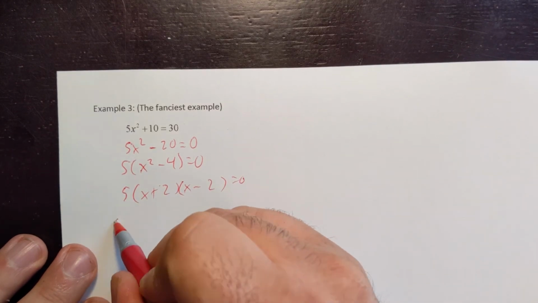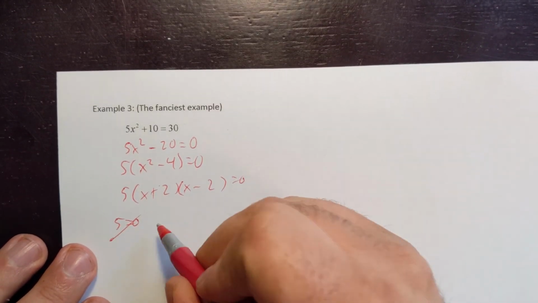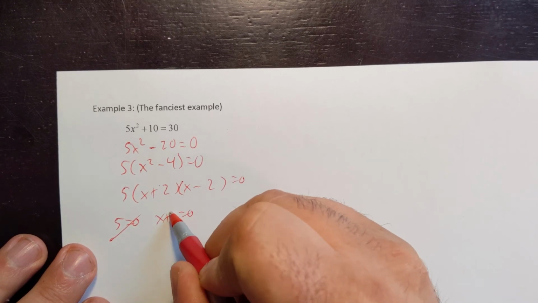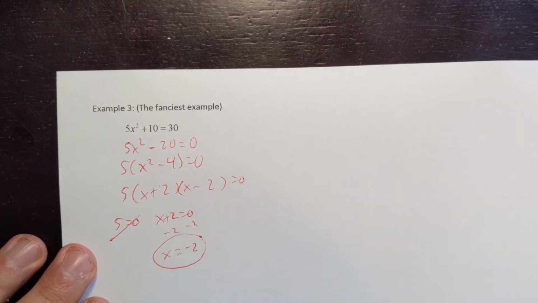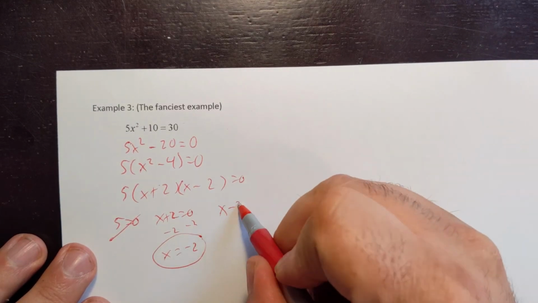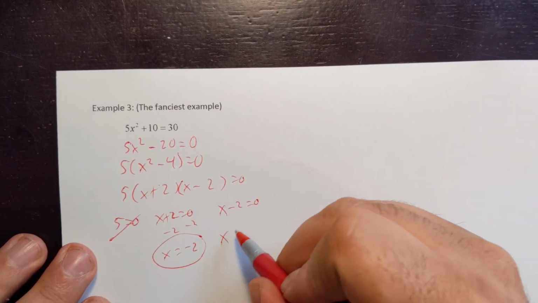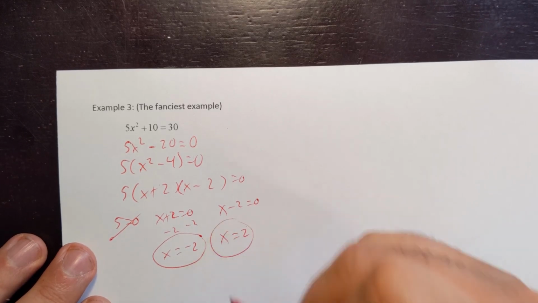Last part, set them equal to 0. 5 equal to 0, still doesn't work. X plus 2 equal to 0. When you subtract 2, you get a negative 2. X minus 2 equal to 0. You're going to add 2 to both sides. You get a positive 2.